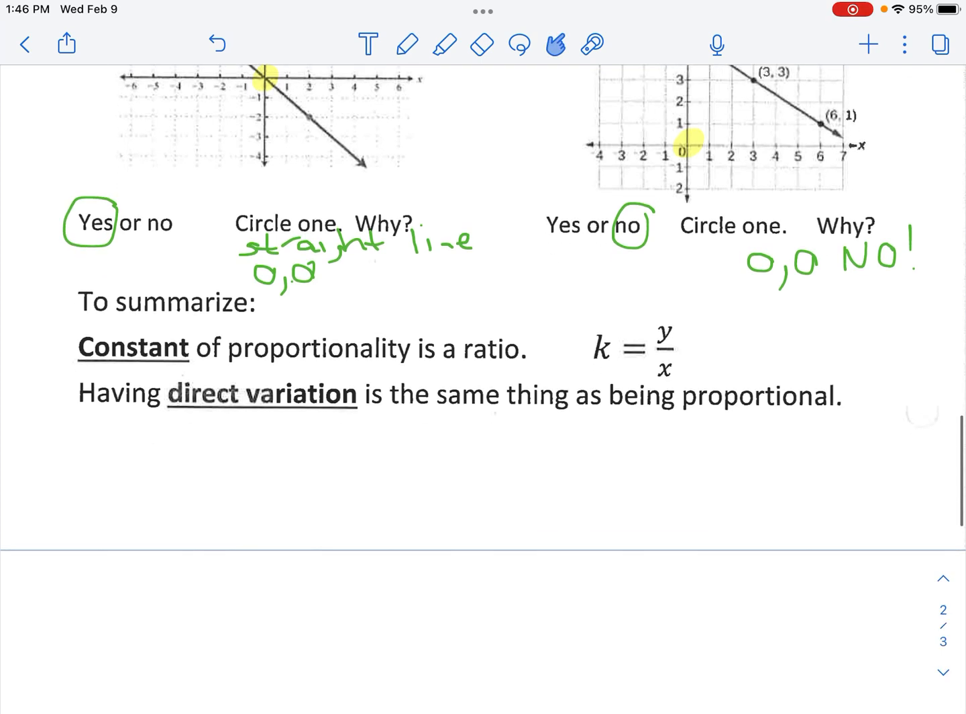All right, last thing. To summarize, the constant of proportionality is a ratio. Once again, the formula that we're going to use, the constant is equal to the ratio of y to x. Having direct variation is the same thing as being proportional.